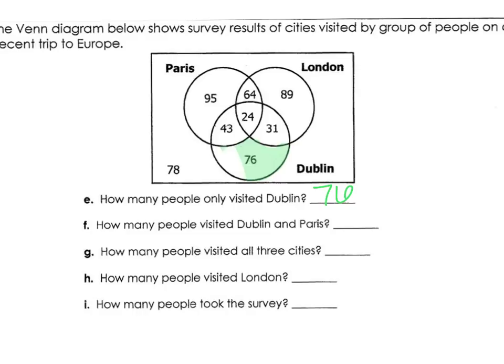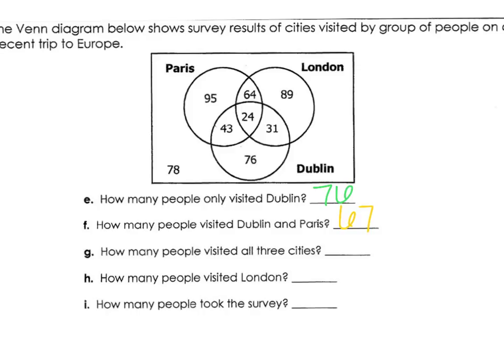All right. Next, we want to look at part F. How many people visited Dublin and Paris? So we want to see where Dublin and Paris overlap. The parts where Dublin and Paris overlap would be right here. These are the people who went to both Dublin and Paris. So therefore, 43 plus 24 gives us 67. So 67 people visited Dublin and Paris.